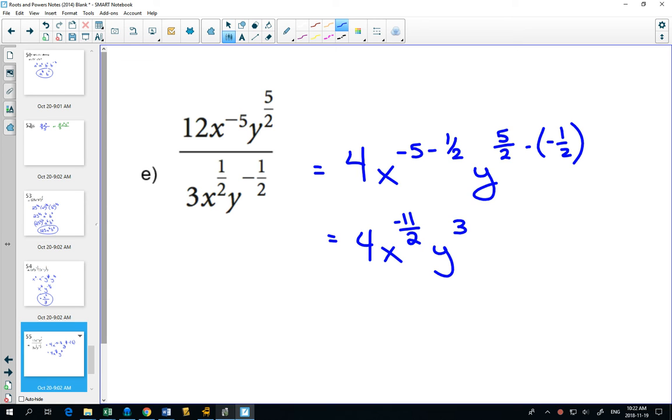So the final answer in the textbook, they may move that negative exponent to the denominator, in which case your final answer will be 4y cubed over x to the 11 over 2.